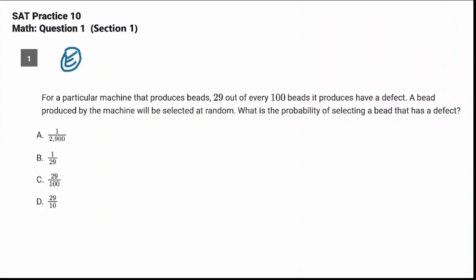So the first thing we want to note here is this is a crappy machine if 29 beads out of 100 are defective, but that's the answer, isn't it? 29 out of 100 beads are defective. The things you want over the total number of things that can happen, that's probability. That's the answer. It's C. Get this question right in 2 seconds and move on.